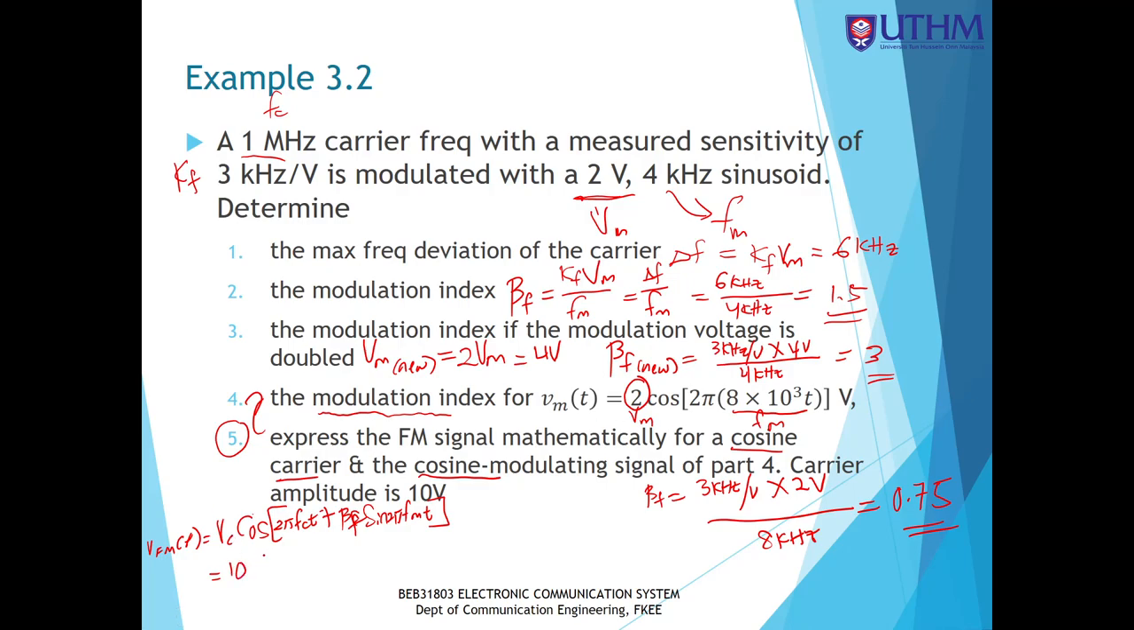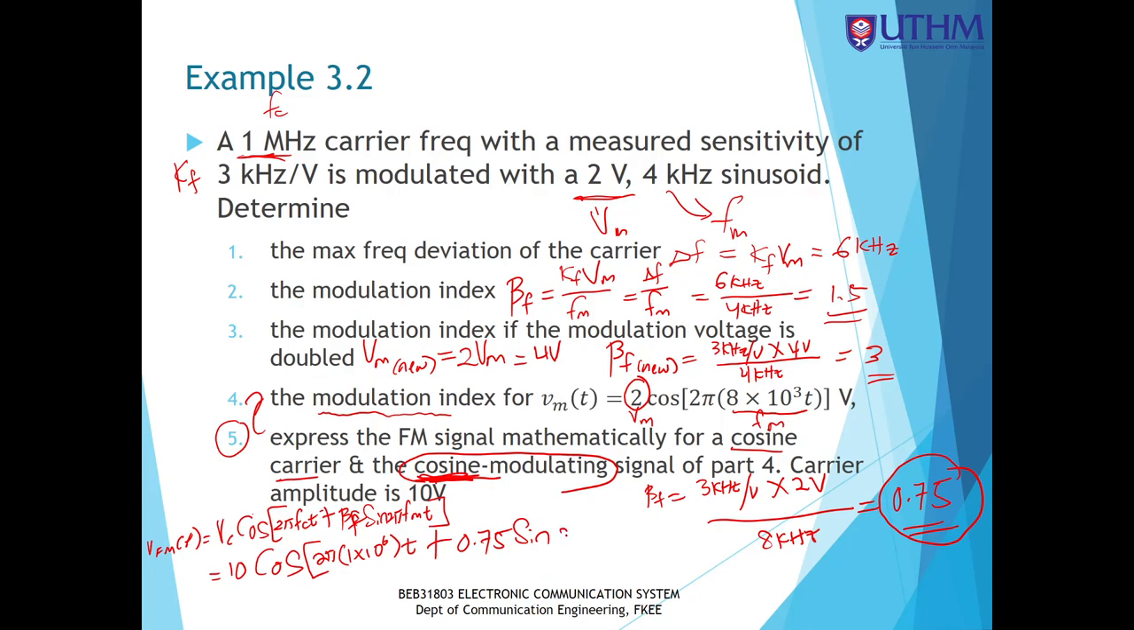So 10 cos in bracket 2 pi times 1 mega, so 1 times 10 power of 6 t. Okay, 1 mega, the frequency of the carrier, plus beta F. Beta F has already been calculated in part 4, which is 0.75, so 0.75 sine. Why do I use sine? Because the integral of cosine will produce positive sine. Kamiran daripada cos, asalnya cos, kerana soalan memberikan cos. Because the question gives you cos, the integral of cosine will produce positive sine.